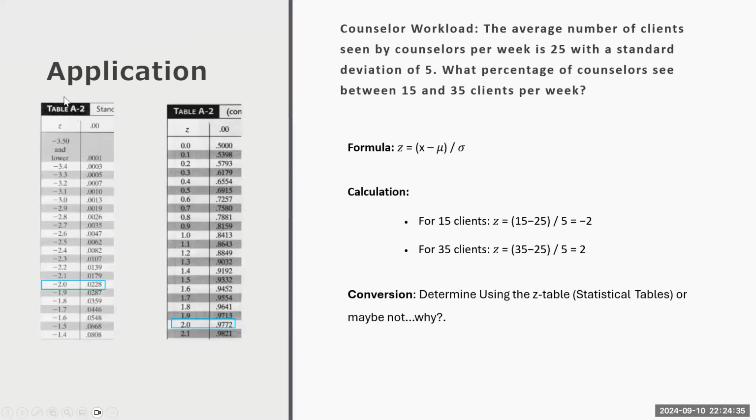So using my negative chart, I'll go down to 2. That's going to give me 0.0228. I can multiply that by 100, and that's going to give me 2.28%. And for the +2, same thing. I'm going to go down here, find +2. 0.9772, which is a percentage of 97.72. The reason I'm changing it is because it's asking me for the percentage. If it asks me for the proportion, I just leave them as proportions.